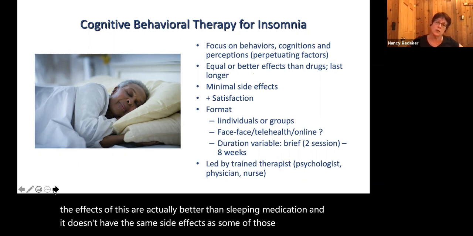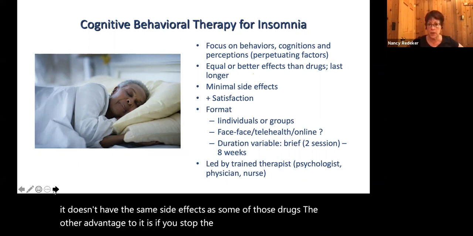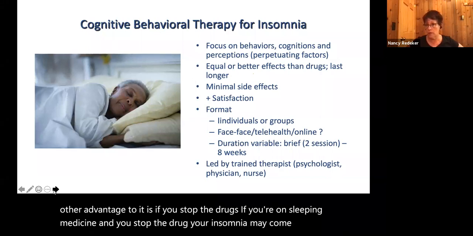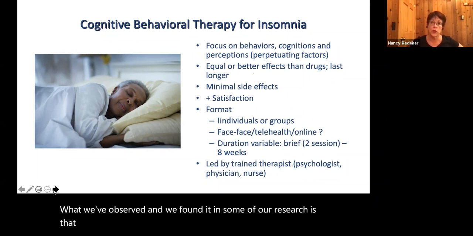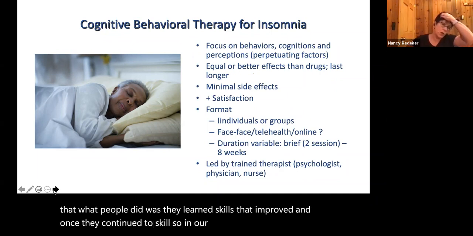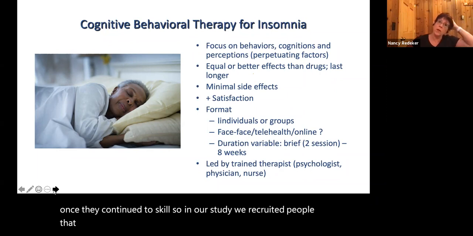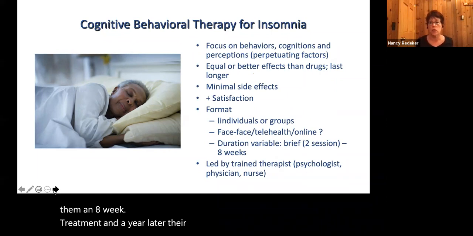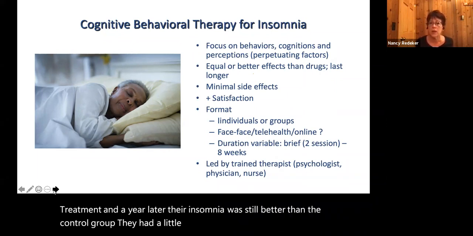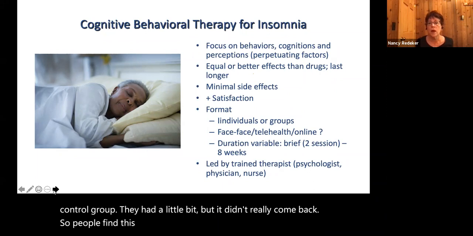The other advantage is that if you're on sleeping medicine and you stop the drug, your insomnia may come back. What we've observed, and we found it in some of our research, is that people learned skills that improved their sleep. In our study, we recruited people that had problems with their sleep and we gave them an 8-week treatment. A year later, their insomnia was still better than the control group. They had a little bit, but it didn't really come back. So people find this very satisfying and very helpful.